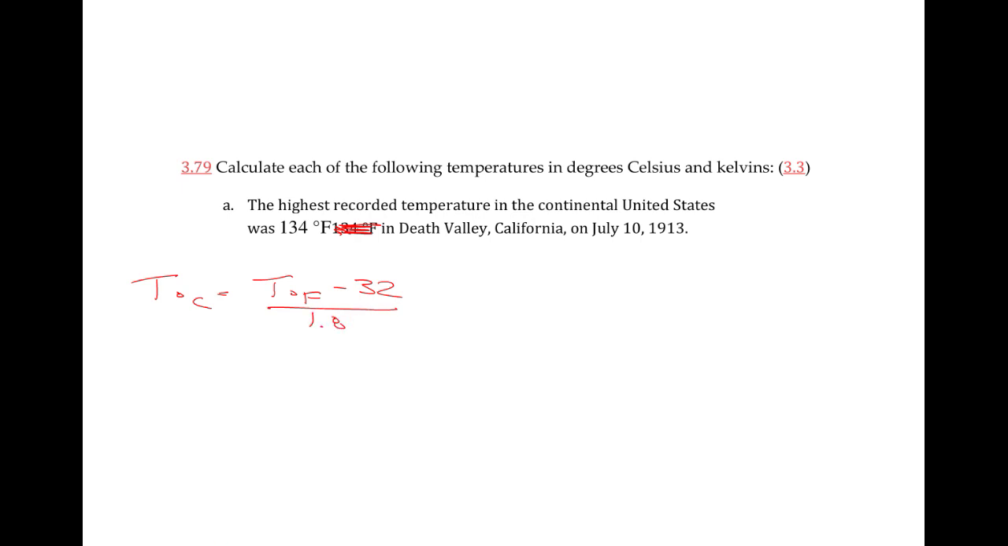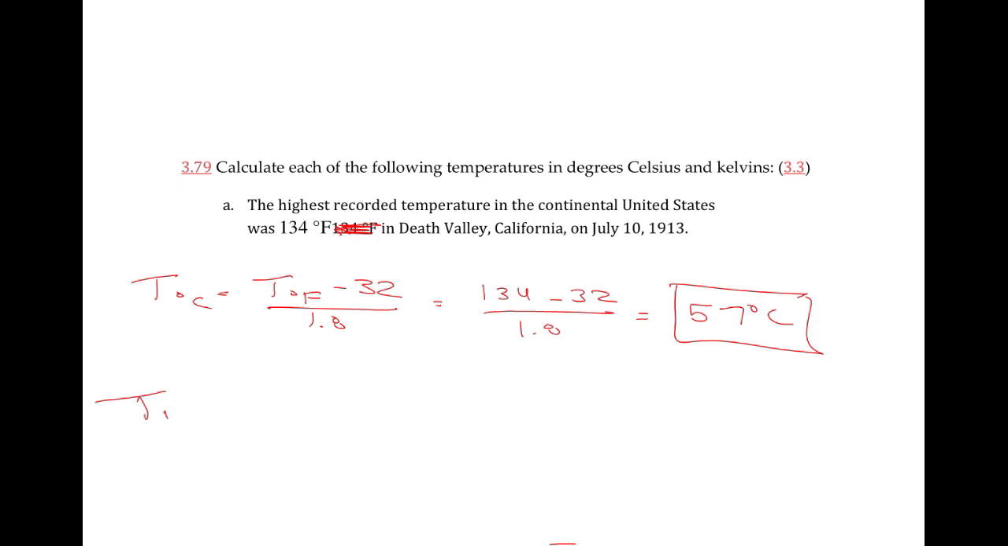So all we're going to do is plug our numbers in here. 134 subtract 32 divided by 1.8, like that. And just punching those numbers in, we end up getting, what, 57 degrees Celsius. So there's our temperature in degrees Celsius.